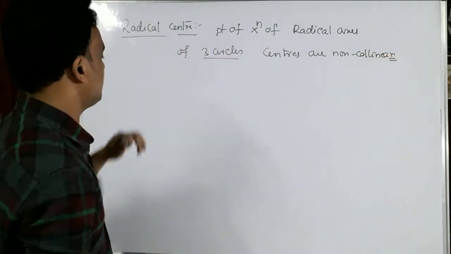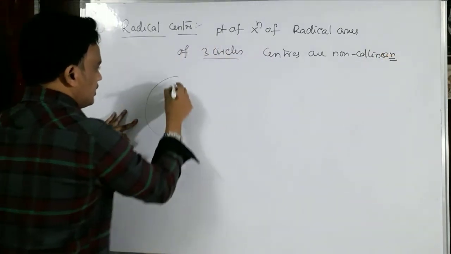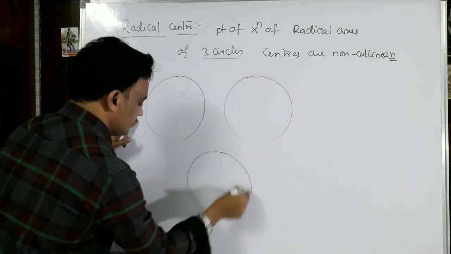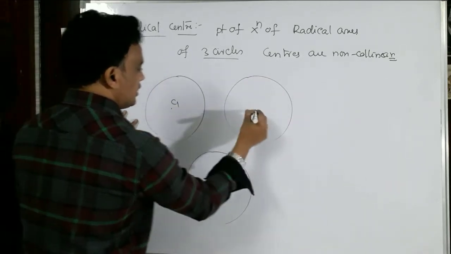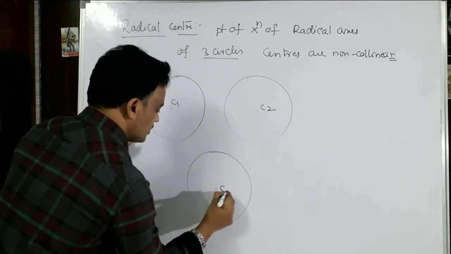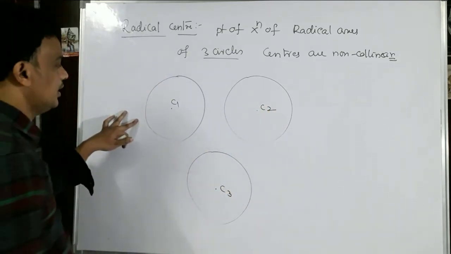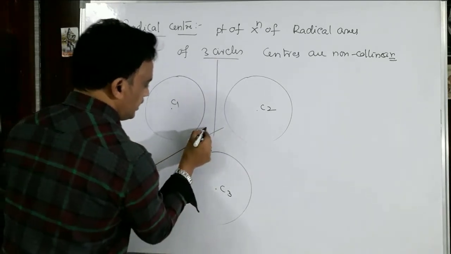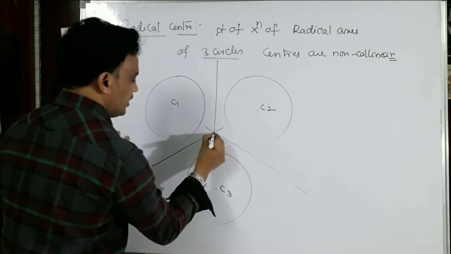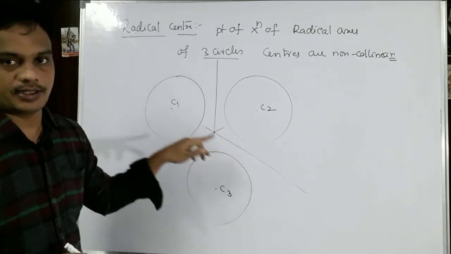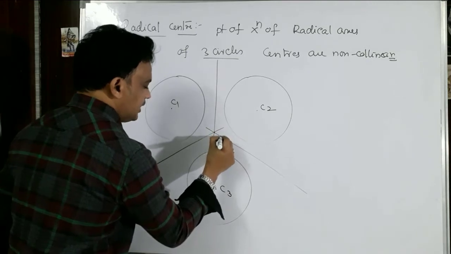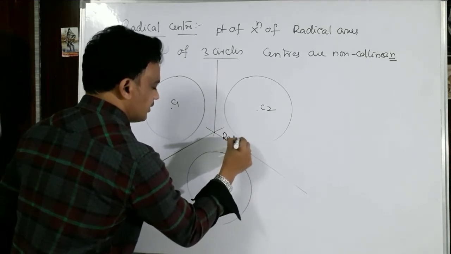Okay, let us say some properties about this one. Let us take three circles whose centers are non-collinear. So C1 is the center of the first circle, C2 and C3. So this is the radical axis of the first circle, radical axis of the second circle, radical axis of the third circle. Okay, so they are concurrent at a point P. That point P is called the radical center.